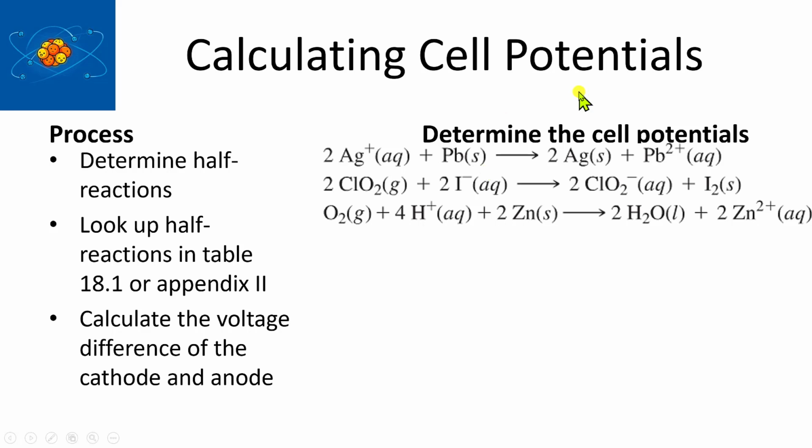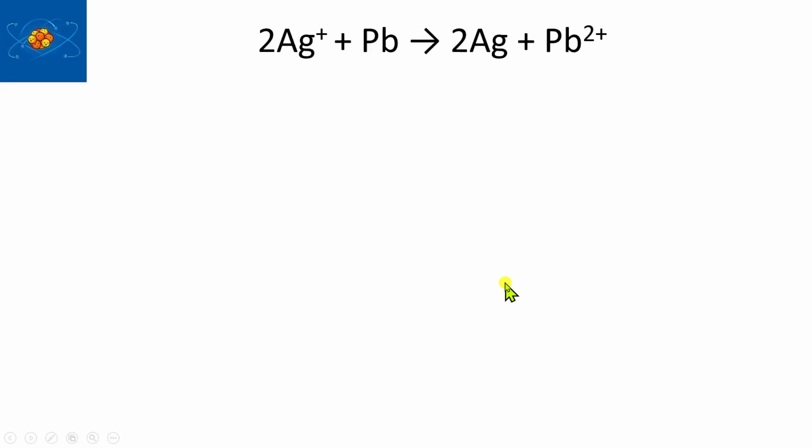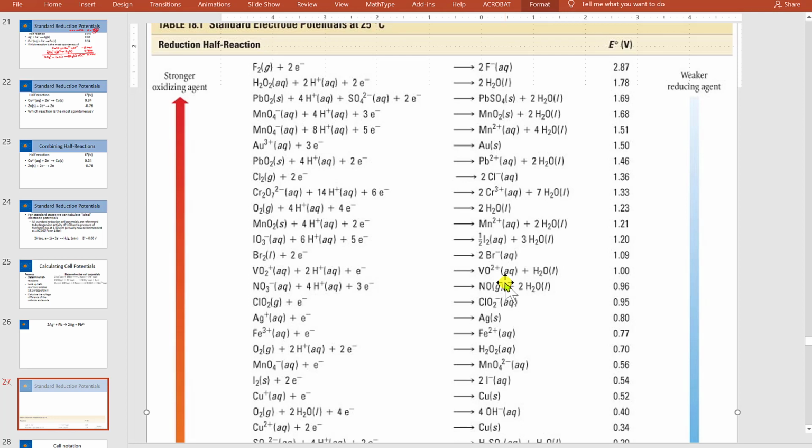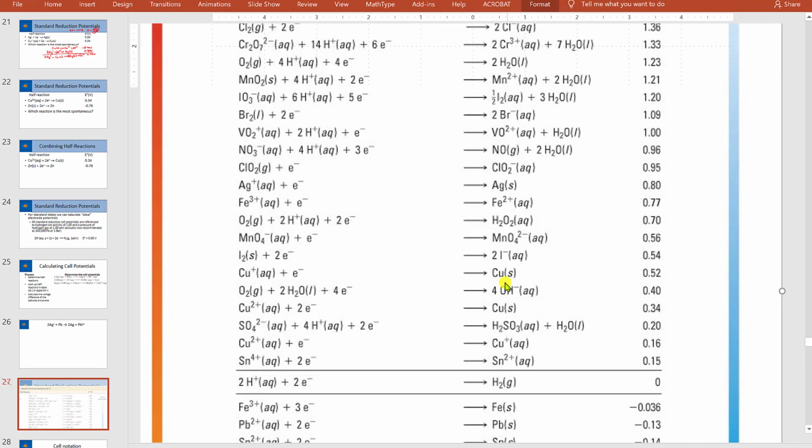Okay, so let's just do a couple of examples. We're going to do the half cell or the cell potentials for these three reactions. So I have 2 silver ions plus lead solid goes to 2 silver solid plus lead 2 plus. The first thing we need to do is look up the cell potentials. And so we can look very quickly on here.